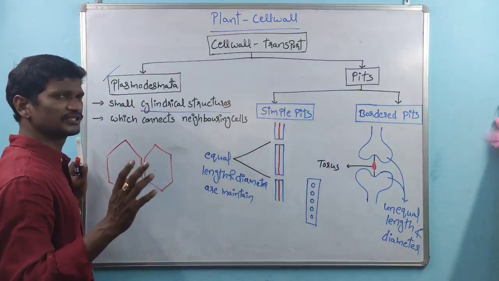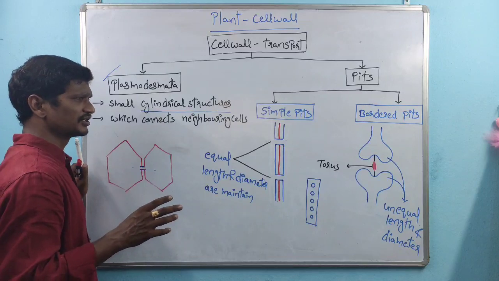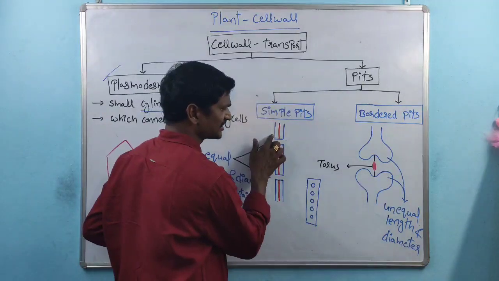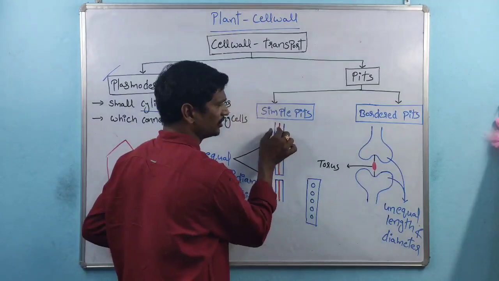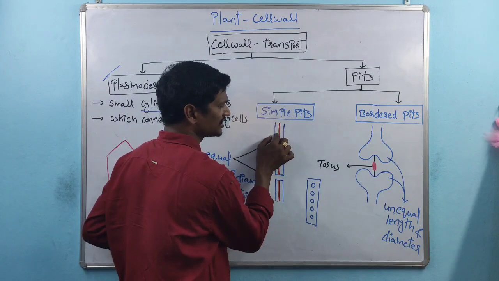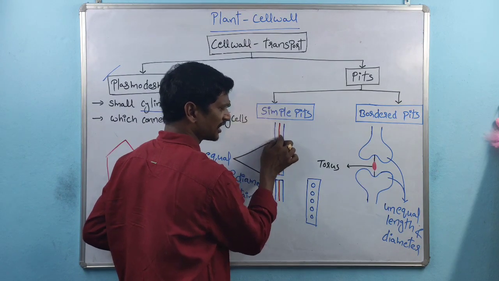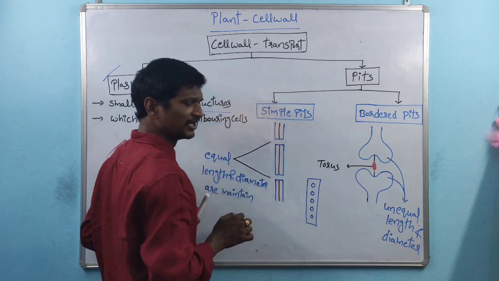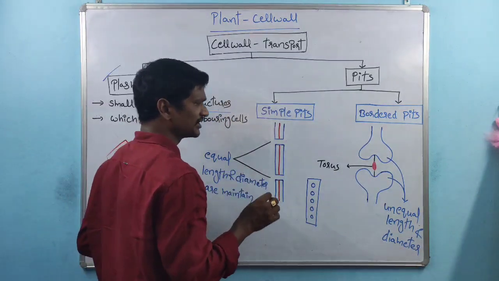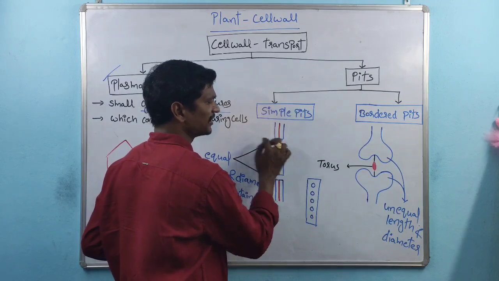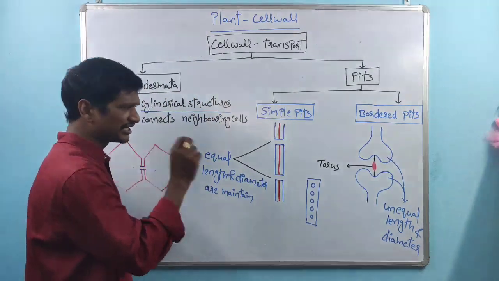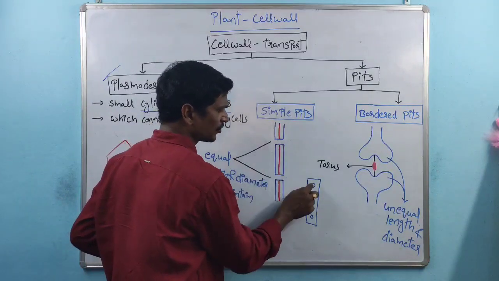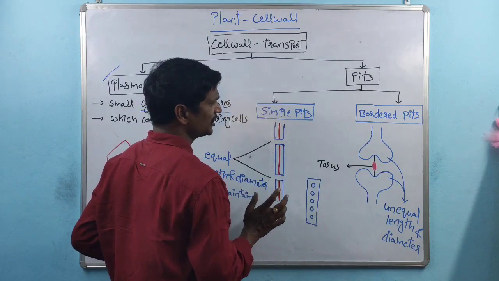What is the difference between simple pits and bordered pits? See, this is one cell with its cell wall part, and this is another cell with its cell wall part. Between these two cell walls, there is a middle lamella. The red line indicates the middle lamella. At some regions within the cell wall, gaps are maintained, and there is no formation of cell wall. These structures are called pits.